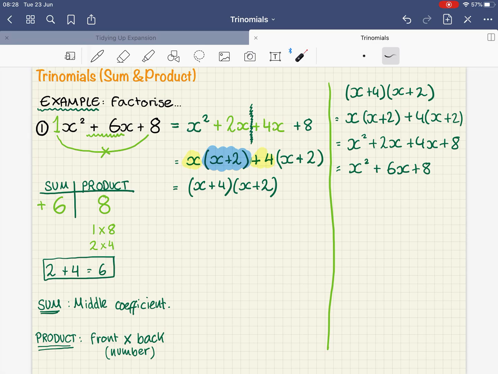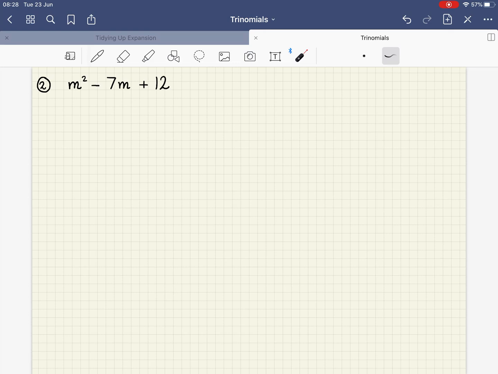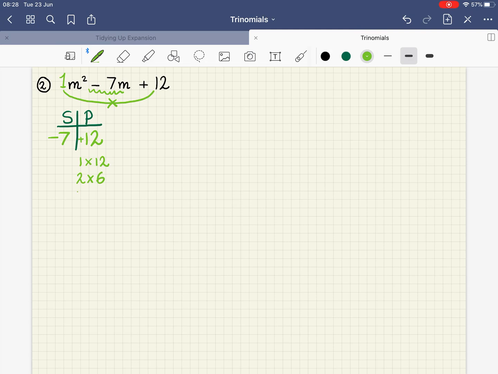So let's go on to the next question then. So, writing out my sum and my product table. So my sum is that -7. My product, because that's going to be a 1 at the front, so 1 times 12. And then things that multiply together to give me 12. 1 times 12, 2 times 6, and 3 times 4.